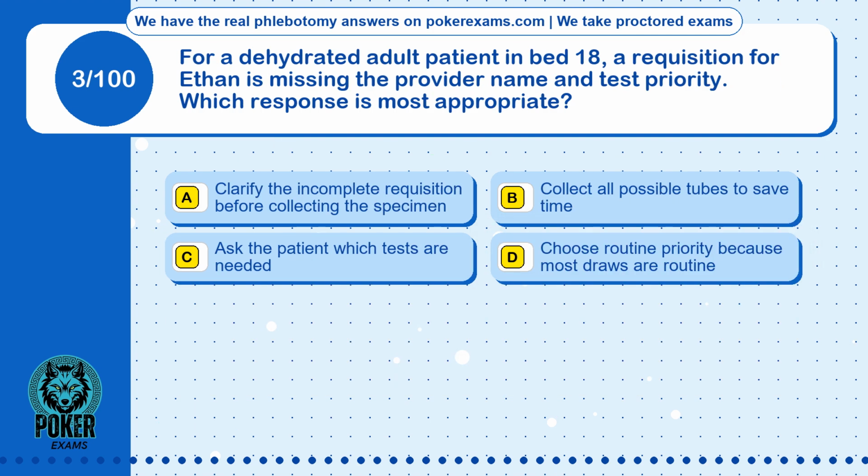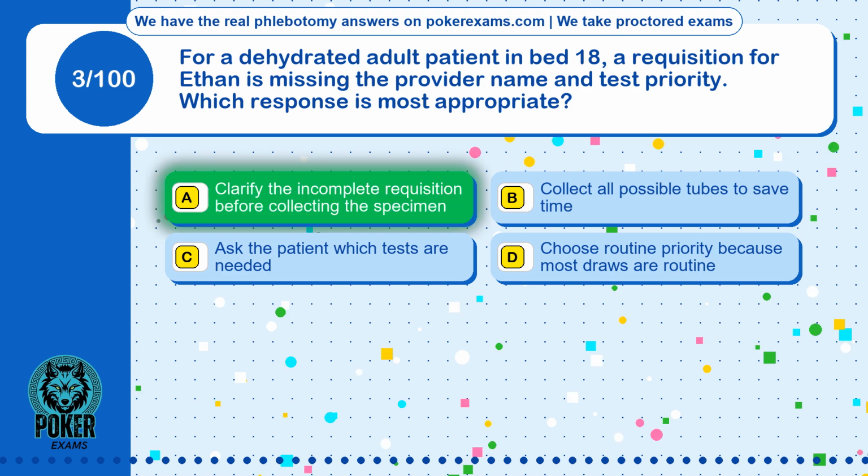Question 3. For a dehydrated adult patient in bed 18, a requisition for Ethan is missing the provider name and test priority. Which response is most appropriate? Option A. Clarify the incomplete requisition before collecting the specimen. Option B. Collect all possible tubes to save time. Option C. Ask the patient which tests are needed. Option D. Choose routine priority because most draws are routine.